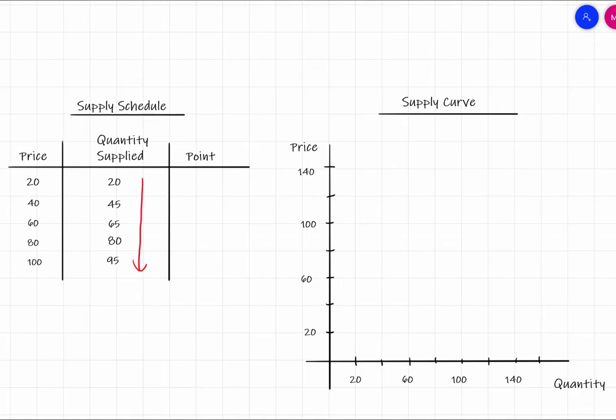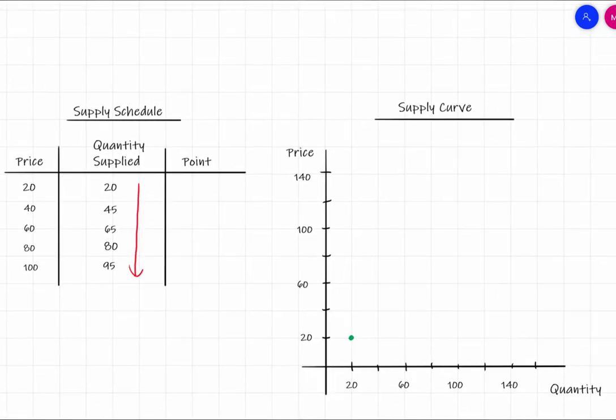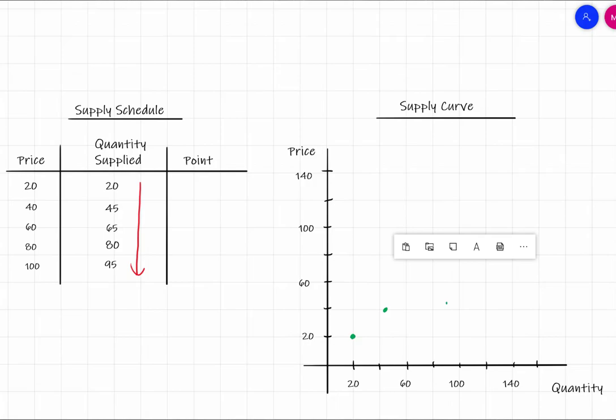So for instance, one point is at 20 and 20, and we see when the price goes up to 40, the quantity supplied goes to 45. Now when the price goes to 60, we see the quantity supplied is 65. Then 80 and 80. And finally, when the price is 100, the quantity supplied equals 95. So if we thought of every possible combination of price and quantity supplied, we'd connect all these dots to get the supply curve.